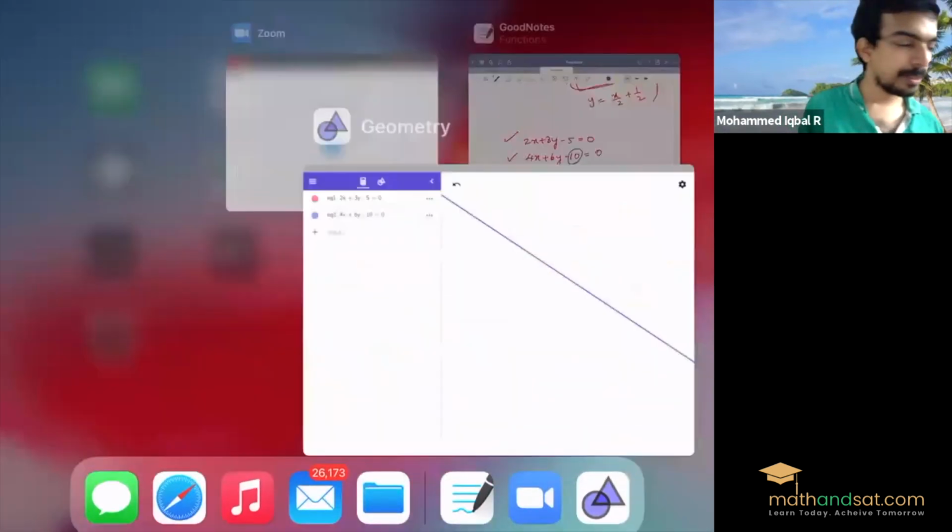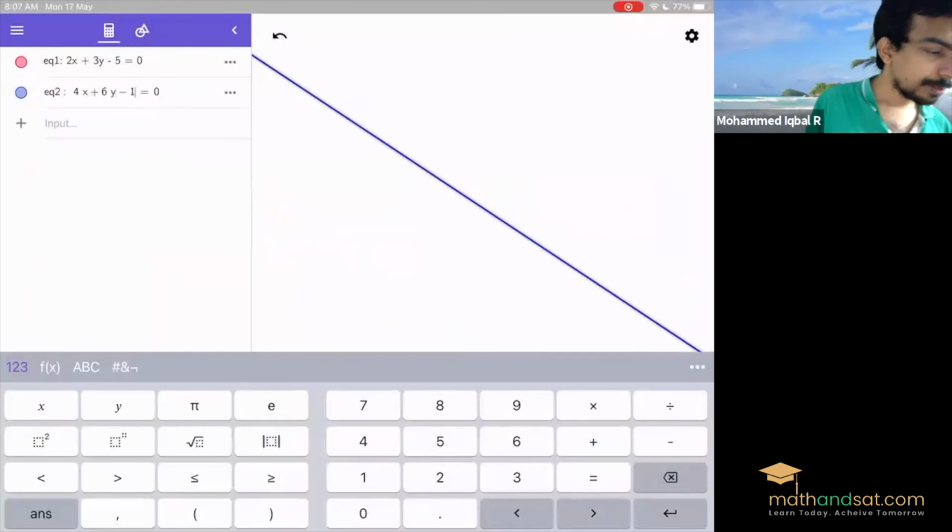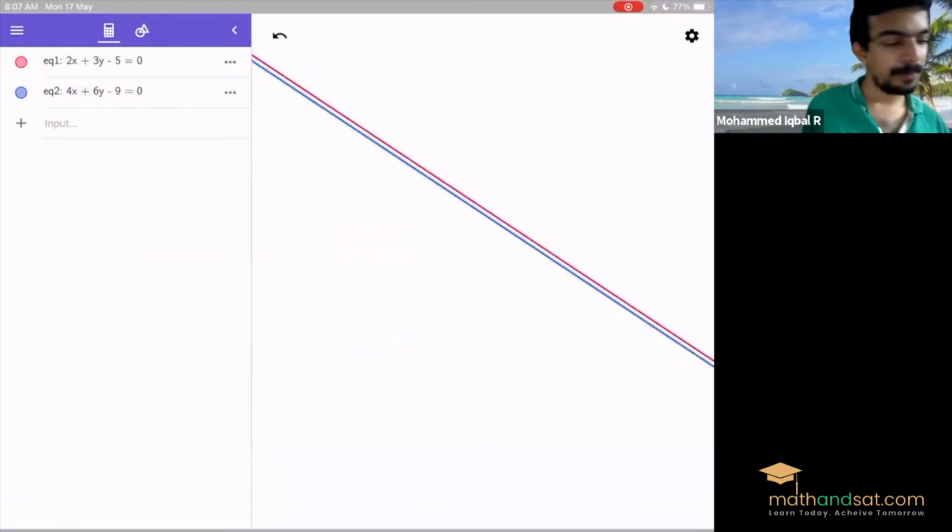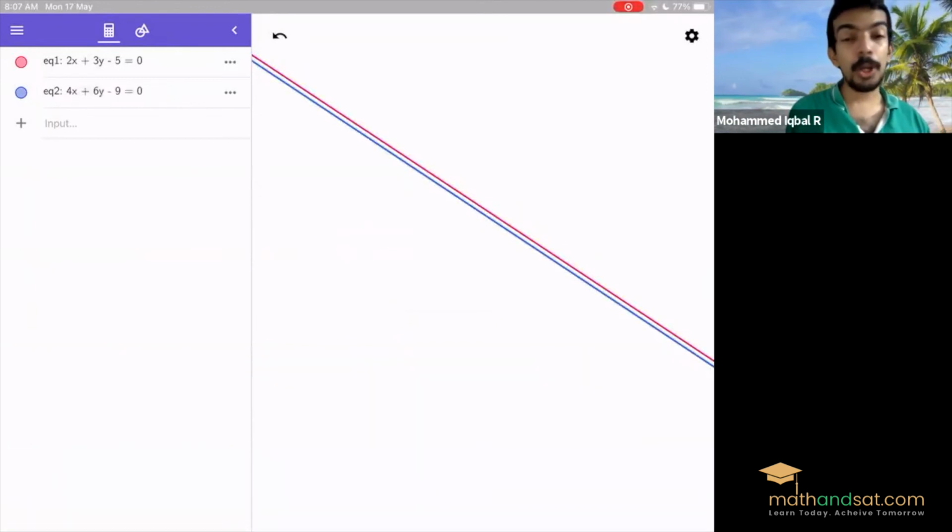What really happens? Let's see. They are not coincident anymore. They are now parallel. Remember, we changed only the c, the constant here. We did not change the coefficients of x and y. We only changed the constant c.